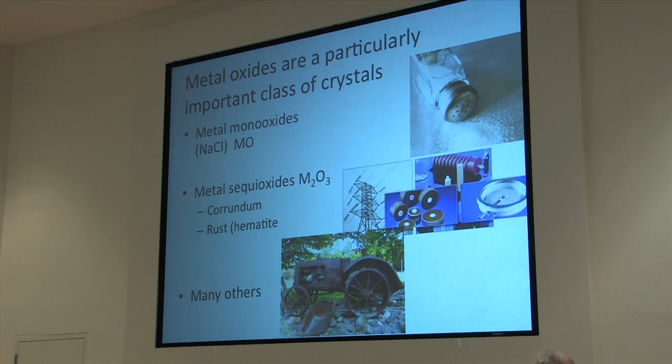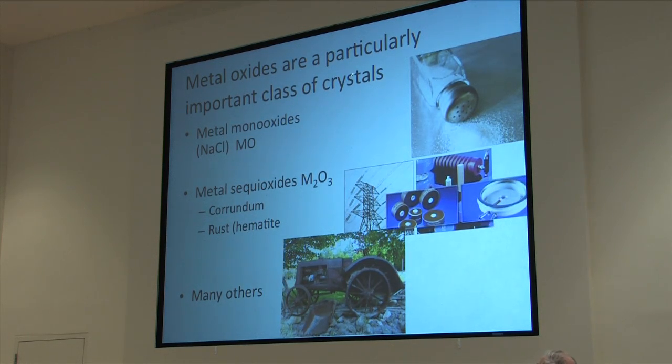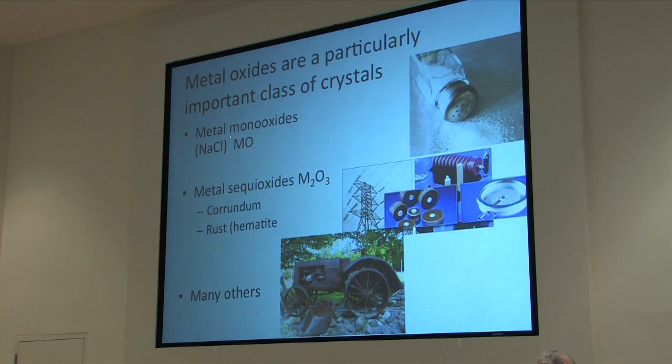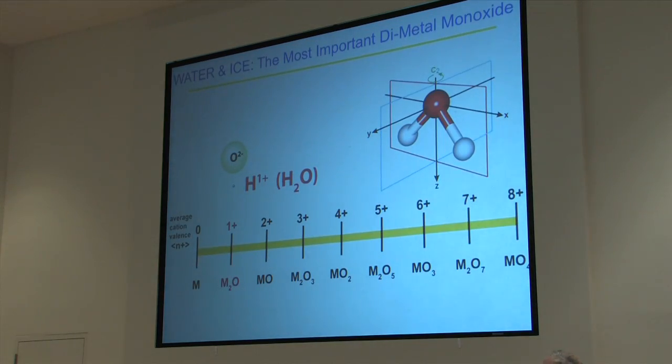So metal oxides are a particularly important class of crystals. For example, salt is a metal oxide. And there's corundum, which you'll be seeing lots of pictures of. That's Al2O3, is an example of that. Rust, hematite. So you see rust everywhere. These are Al2O3 insulators, corundum insulators. But the most famous one is water.